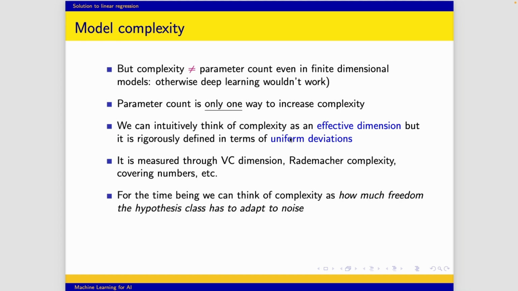So for the time being, what we're going to do is think of complexity, model complexity, as how much freedom a particular hypothesis class has to adapt to noise. So what do I mean by that? Well, if we look at the previous example, and we look at some noisy data like this, so this is data which contains quite a large degree of noise. What I mean is how much flexibility a particular hypothesis class has to essentially find patterns that can fit this noise, go right through it, interpolate through these noisy data points.